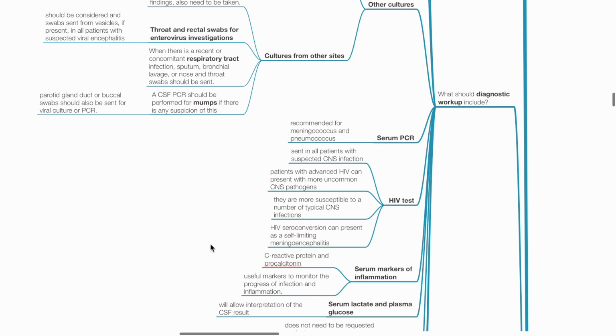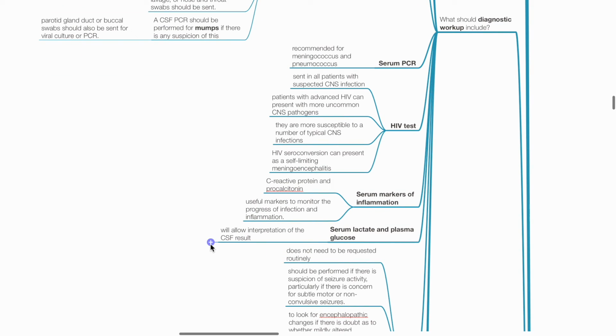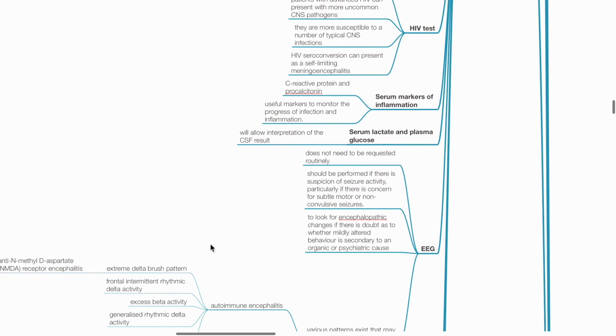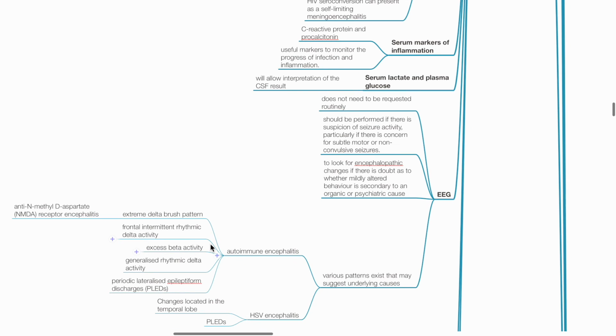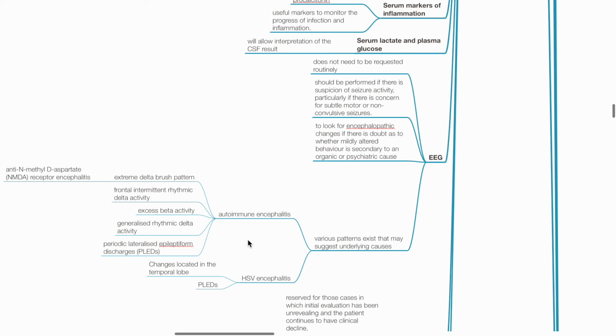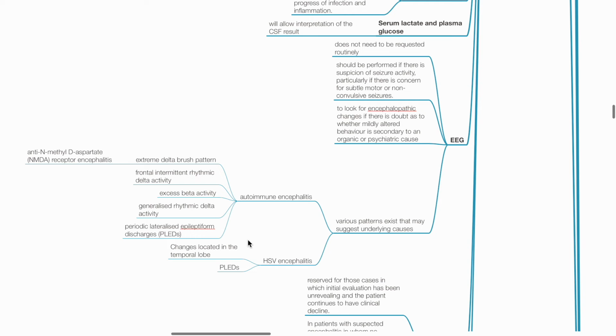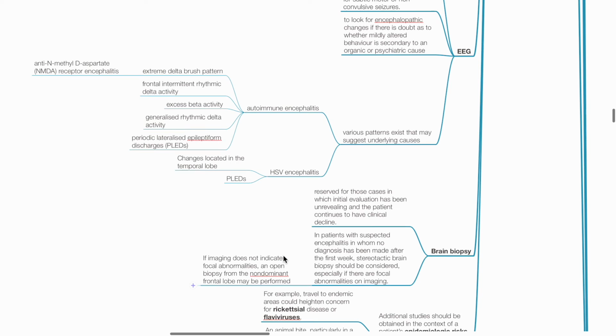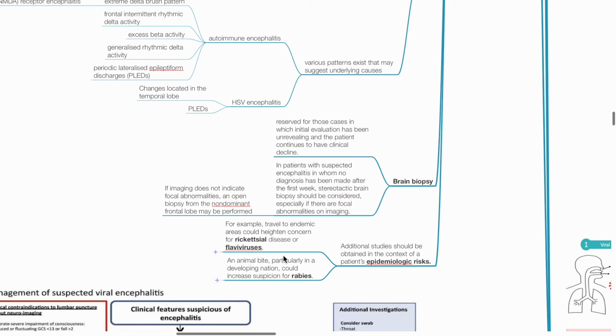Serum markers of inflammation such as CRP and procalcitonin are useful to monitor the progress of infection and inflammation. Serum lactate and plasma glucose will allow for interpretation of CSF results. EEG does not need to be requested routinely, but should be performed if seizure activity is suspected, and to look for encephalopathic changes. Various EEG patterns exist that may suggest underlying causes, such as autoimmune encephalitis and HSV encephalitis. Brain biopsy is reserved for cases in which initial evaluation has been unrevealing.